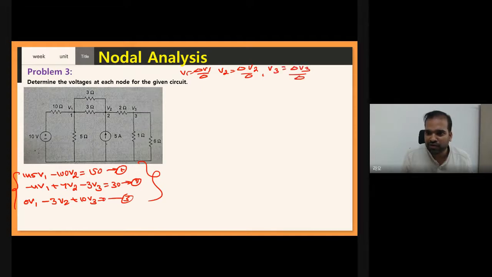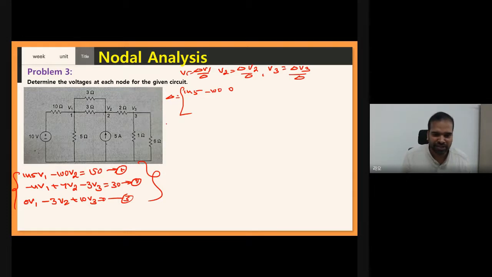So once you know the determinant of delta, delta V1, delta V2, delta V3, it is very easy to find V1, V2, V3. Now how to write delta? You can write the V1, V2, V3 coefficients from equation 1, the same from equation 2, and the same from equation 3. Here, what are the coefficients from equation 1? V1 coefficient 145, V2 coefficient minus 100, V3 coefficient 0.